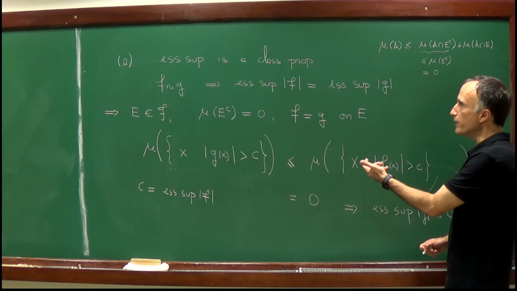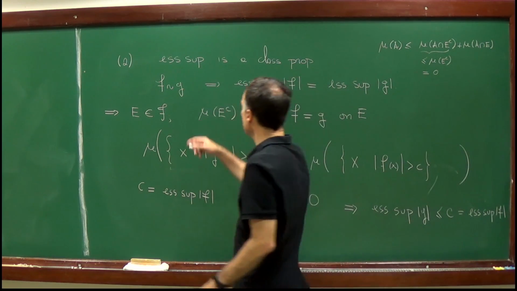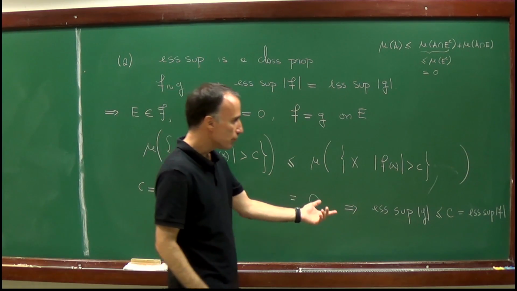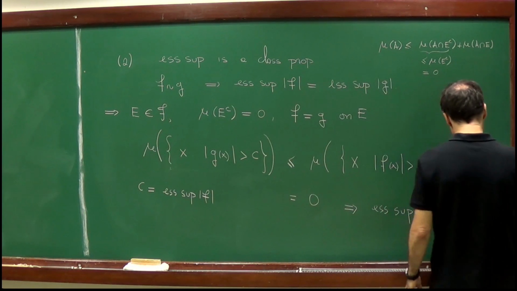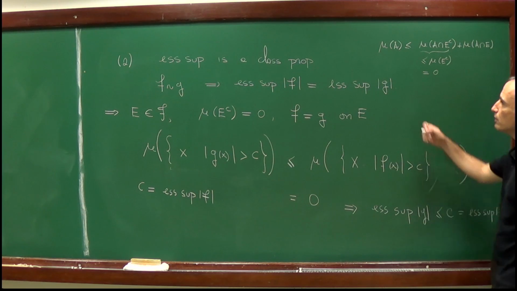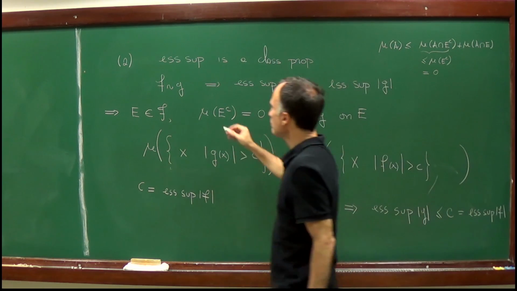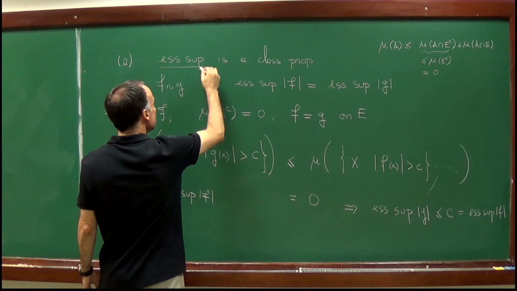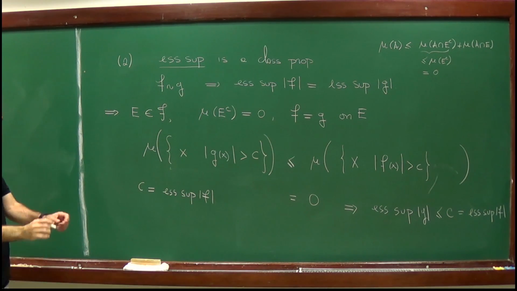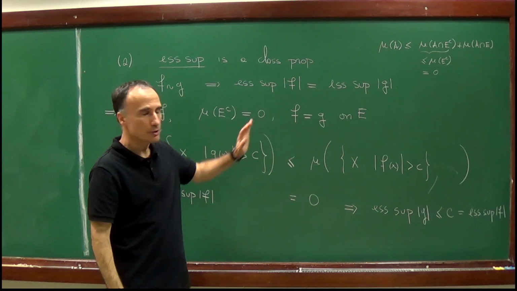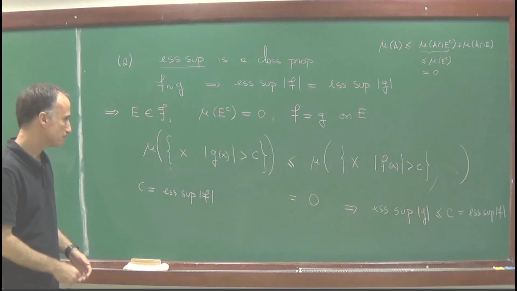Well, now we can replace F by G, since the roles of F and G are absolutely symmetric, to get the reversed inequality and prove that they are in fact equal as we claimed. So the essential supremum is a class property. If you take two functions in the same class, their essential supremums are equal.